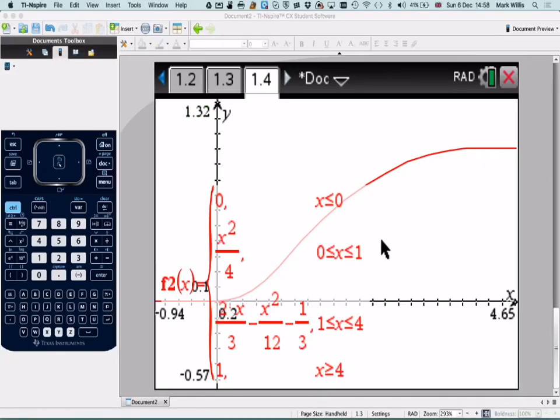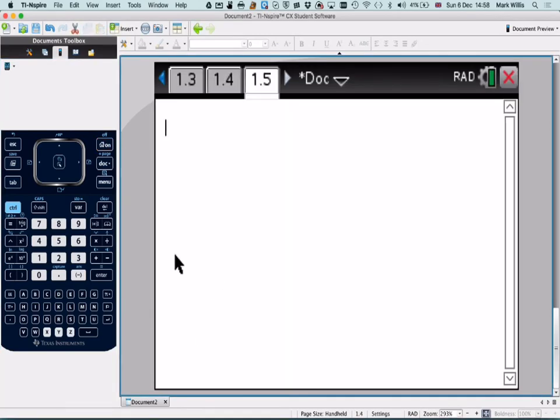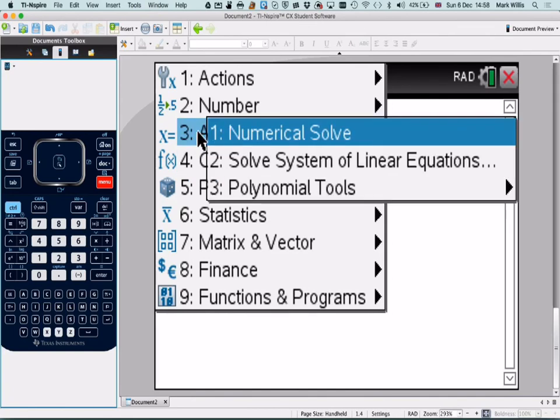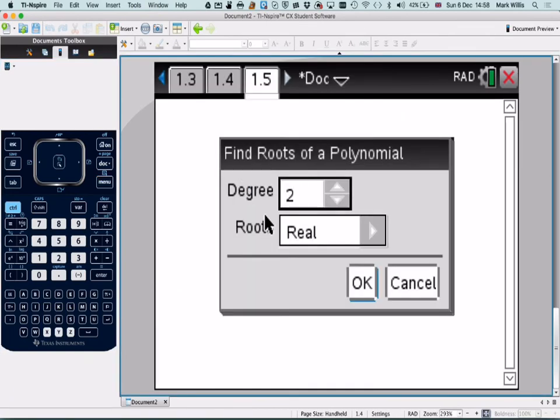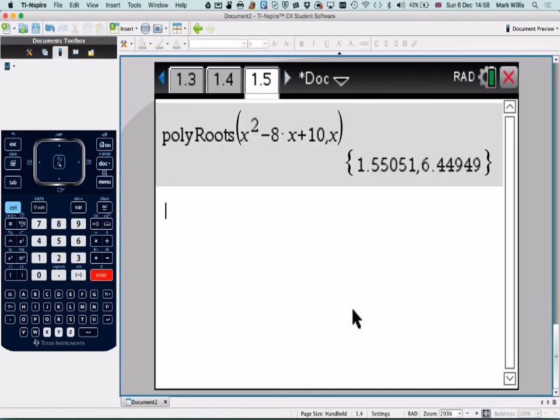So go into the GDC and go into calculation mode, and then menu, number 3, algebra, polynomial tools. We're looking for real roots. Put in the coefficients of 1, minus 8, and 10, and press OK, and press enter. Now we get 2 values, but we cannot include this value because it's outside of the original domain of 0 to 4, so the median must be 1.55.